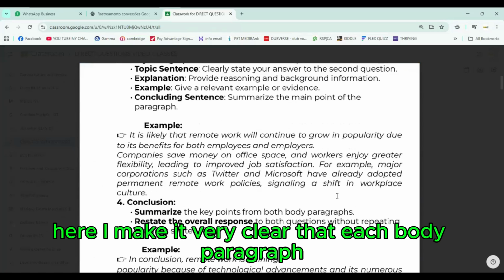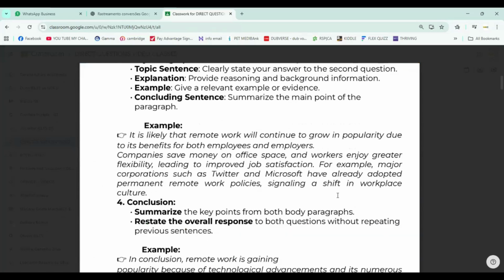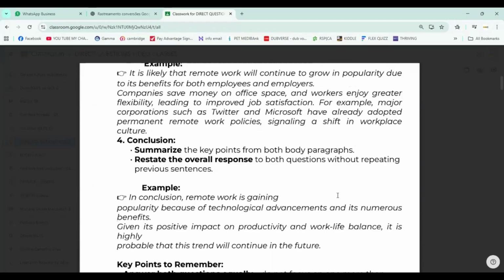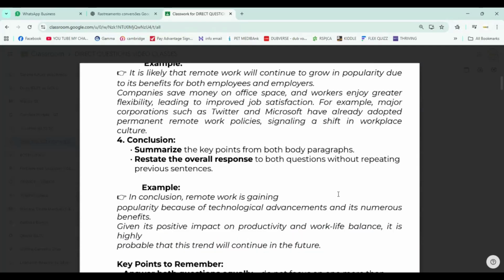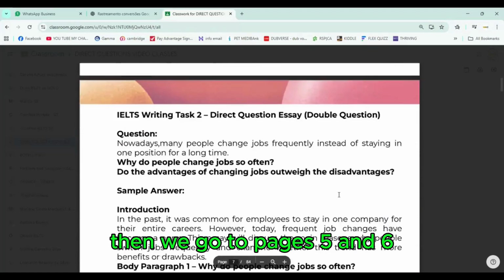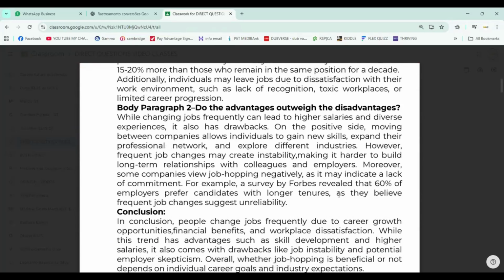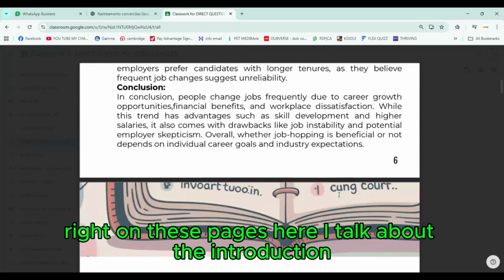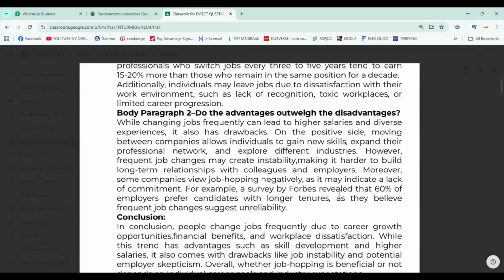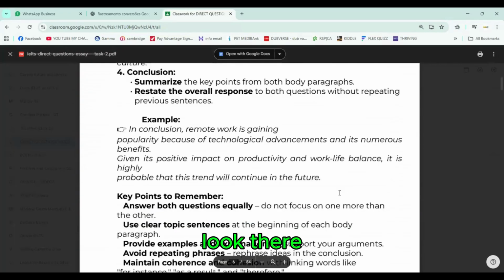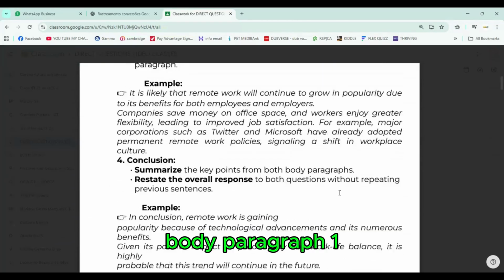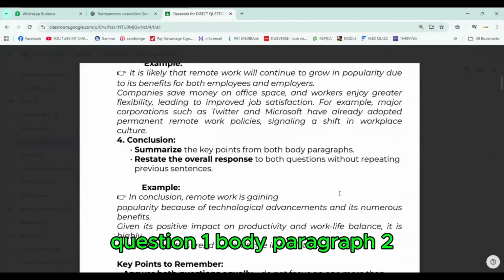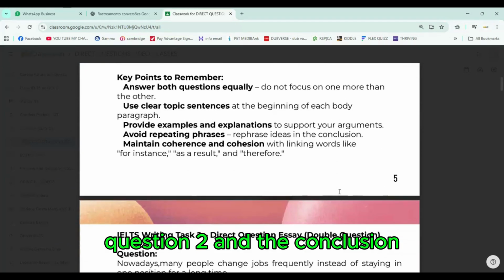Here I make it very clear that each body paragraph answers one question. The introduction mentions both, and the conclusion summarizes both answers. Simple as that. Then we go to pages 5 and 6, right? On these pages here, I talk about the introduction. Look there. Introduction, okay? Body paragraph 1, question 1, body paragraph 2, question 2, and the conclusion.